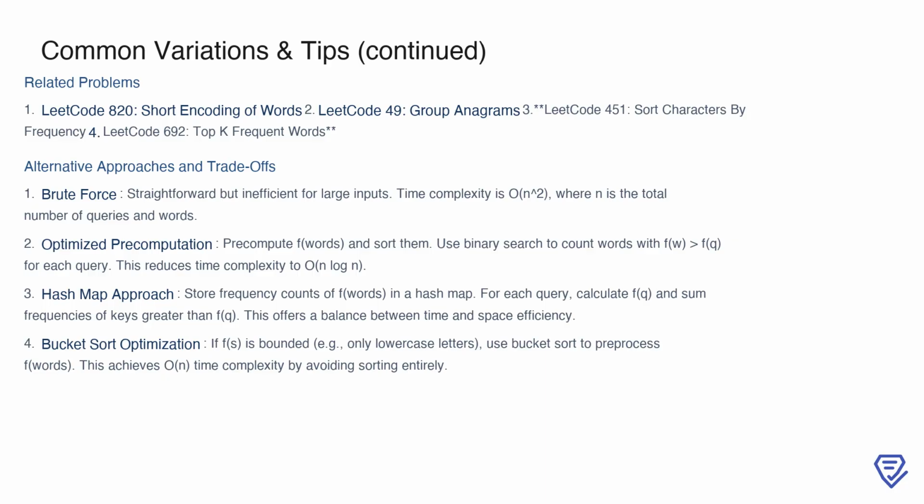Lastly, if the range of fs values is limited, for example, when only lowercase letters are involved, you can use bucket sort to pre-process f(words). This avoids sorting entirely and achieves an O(n) time complexity, making it the most efficient method when applicable.